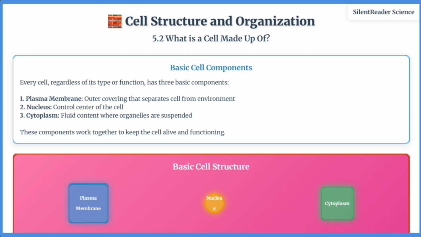Cells are classified as prokaryotic or eukaryotic based on whether they have a true nucleus. Prokaryotic cells, like bacteria, lack a nucleus and membrane-bound organelles. Eukaryotic cells, found in plants, animals, and fungi, have a true nucleus and various membrane-bound organelles that perform specialized functions.